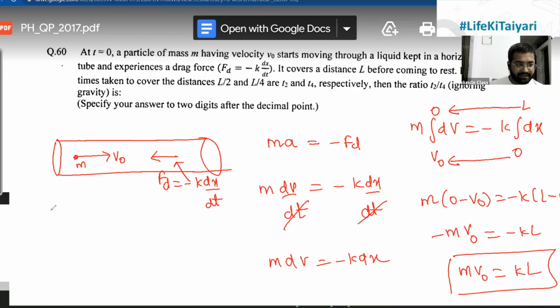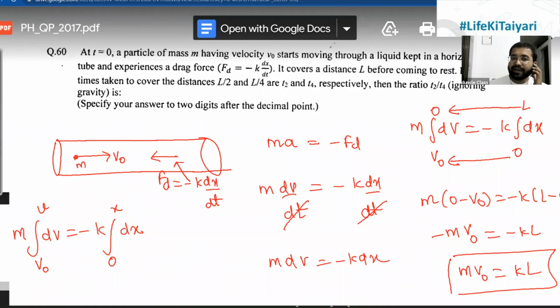Now we can use another fact. This same formula I can again write as m integration of dv equals minus k integration of dx. At 0, velocity was v naught. Let us say at any random length L, velocity is v. So I'm finding the relationship between v and L here. Or you can write at any distance x, let us say velocity is v.